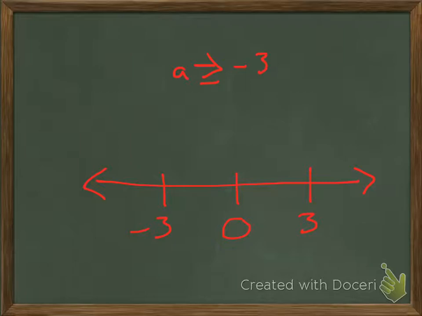First of all, my inequality sign has an equal sign to it underneath, so that means it's going to be a closed circle. We're going to put that on negative 3 because that's a part of my solution, and I'm going to shade all the way to the right because that's the way my arrow is pointing, and there is my answer.